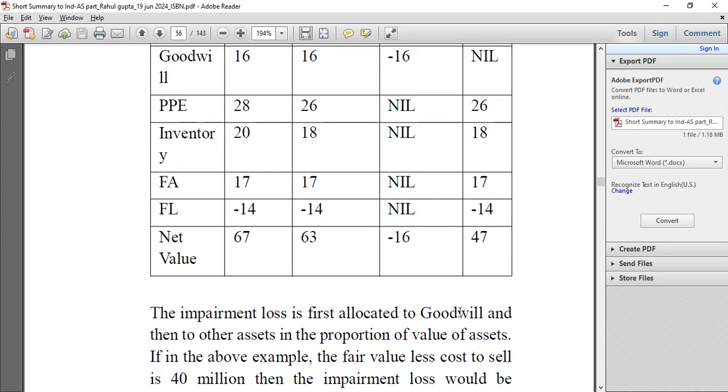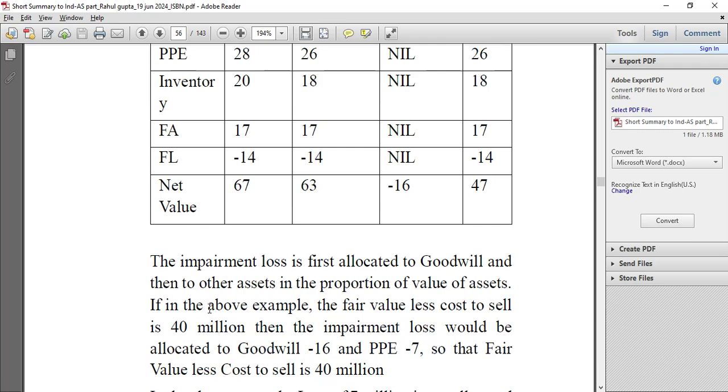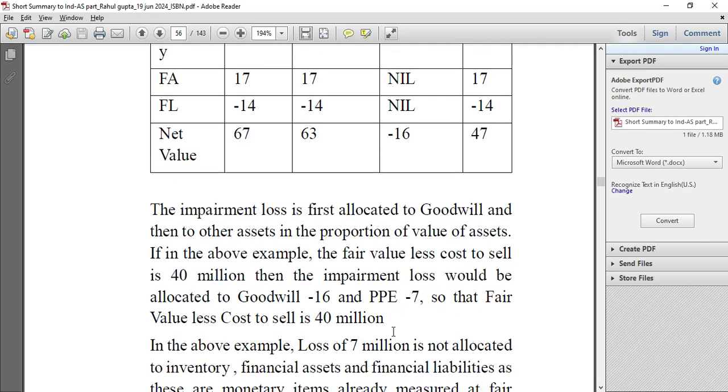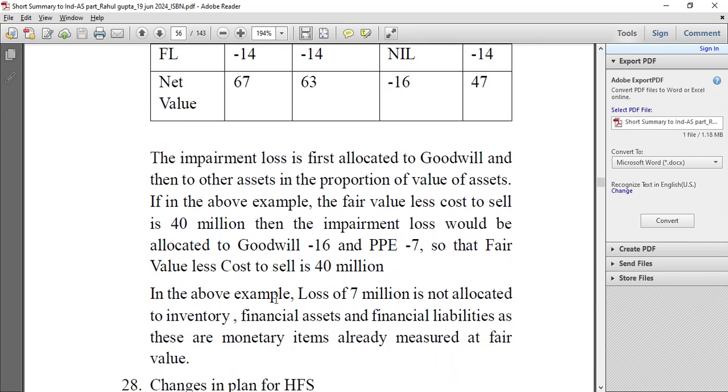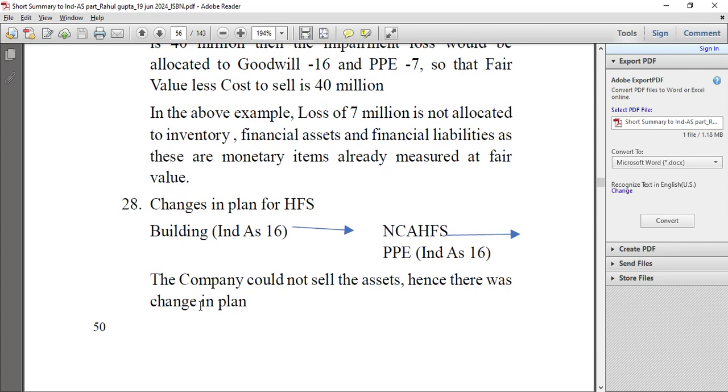The impairment loss is first allocated to goodwill and then to the other assets in proportion to the value of the assets. If in the above example the fair value less cost to sell is 40 million, then impairment loss would be allocated to goodwill minus 16 and PPE minus 7. In the above example, the loss of 7 million is not allocated to inventory, financial assets and financial liabilities as these are monetary items already measured at fair value. Changes in plan for HFS.